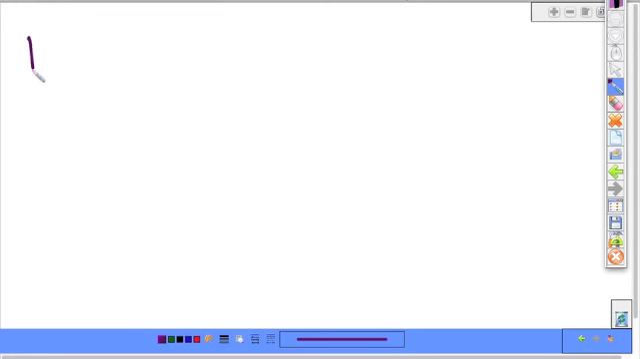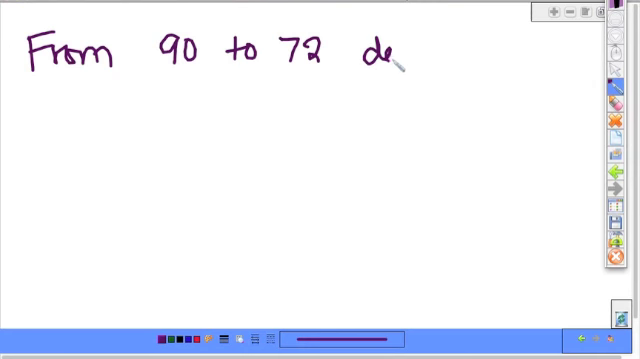What if we had from 90 to 72? So obviously we're looking at a decrease here. So the amount of change is going to be a decrease. If I subtract that out, I get a decrease of 18. Okay, it has a difference of 18. So I'm going to put 18 over 90, 90 being my original amount.